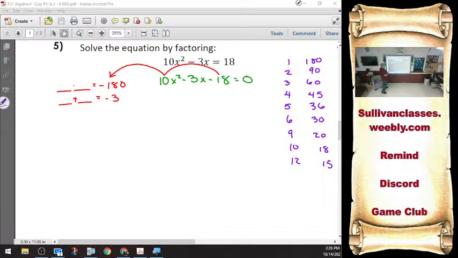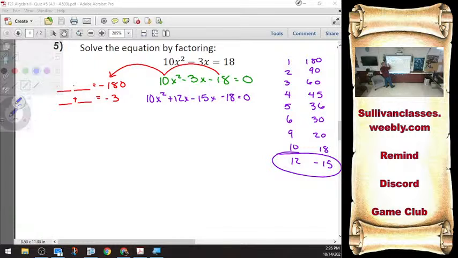Oh, it's a negative 180. That means one of these has to be negative. So you look for what is at least 3 units apart. And to make a negative 3, that guy. So 10x squared plus 12x minus 15x minus 18. Cut it in half. What do those two have in common?